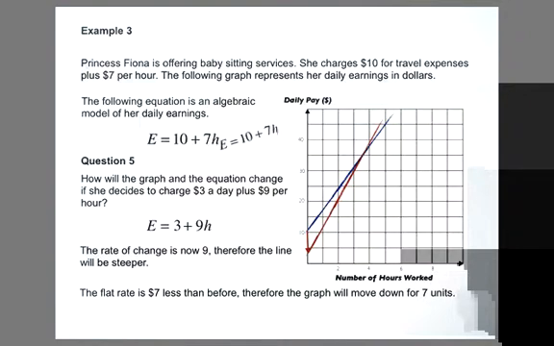We can see the original line starts higher and then is shallower, and the new line starts lower but is steeper.